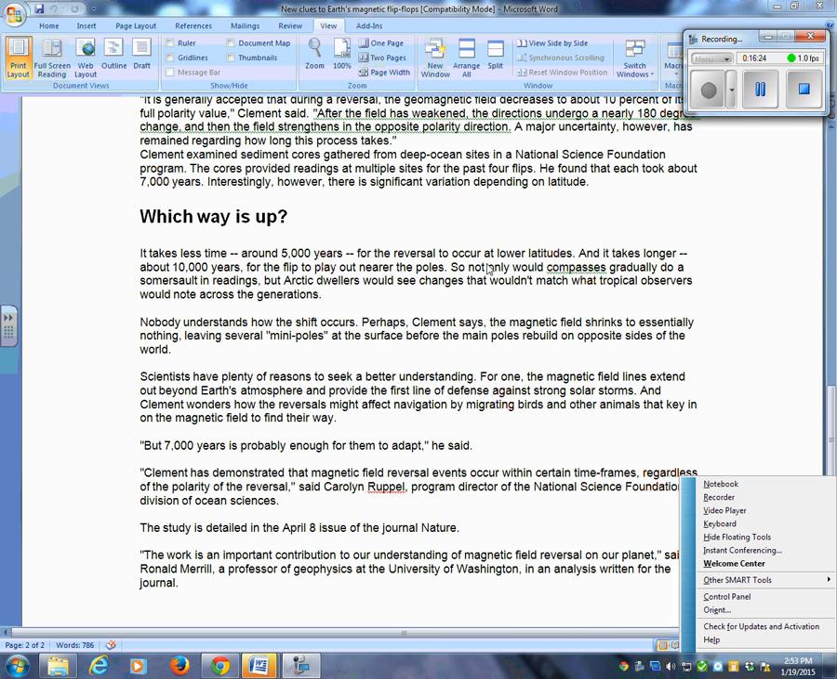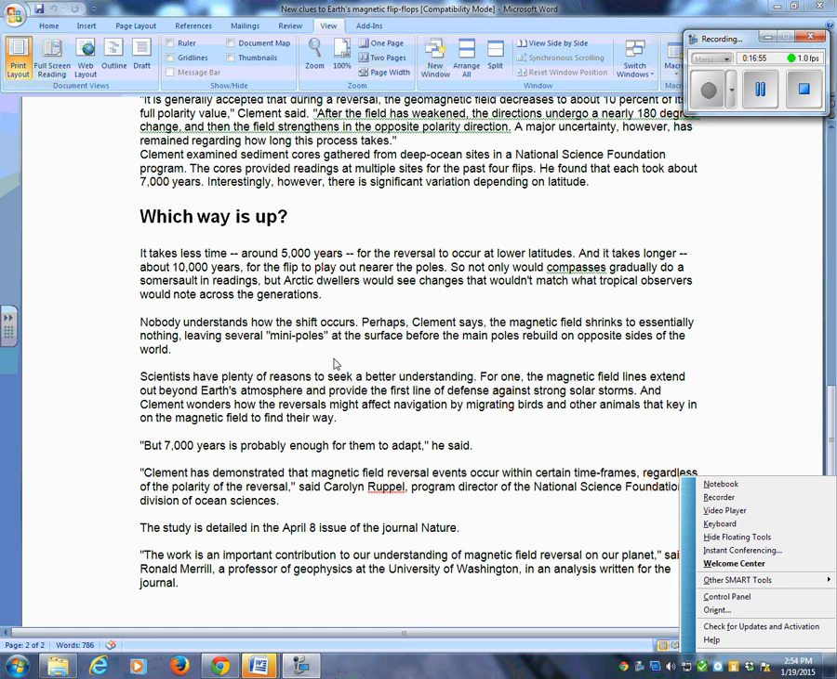So not only would compasses gradually do a somersault, but Arctic dwellers would see changes that wouldn't match what tropical observers would note across a generation. So we may well be into a period where people are not going to be able to use compasses. Nobody understands how the shift occurs. Perhaps, Clement says, the magnetic field shrinks to essentially nothing, leaving several mini poles at the surface before the main poles reappear on opposite sides of the world.